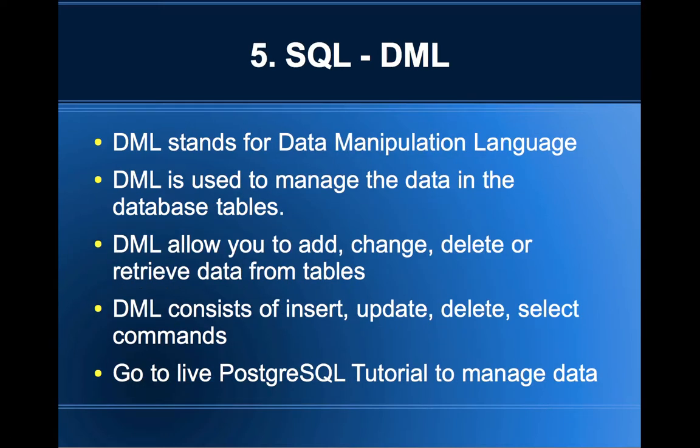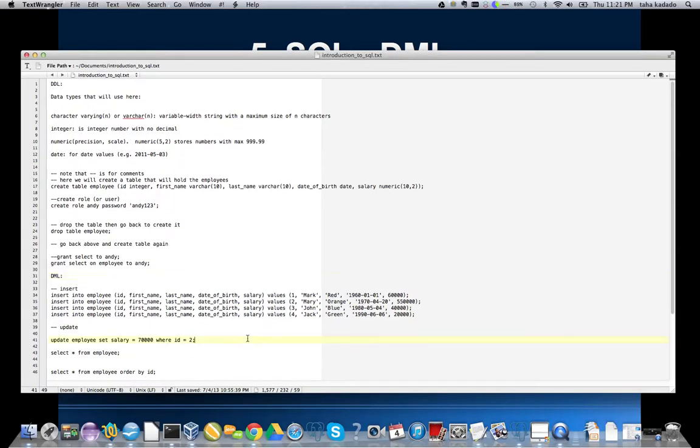The next thing we want to talk about is DML, which stands for Data Manipulation Language. This is the second piece of the SQL. This is the way to manage data within tables in Postgres or in any database. So DML allows you to add, change, delete, or retrieve data from tables. It consists of insert, update, delete, and select commands. We're going to go right now again and look at some examples.